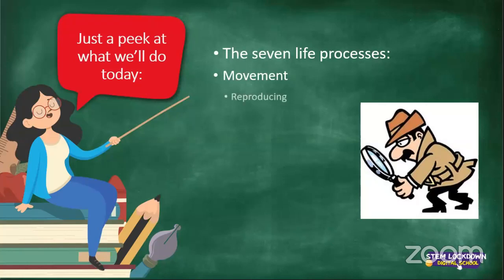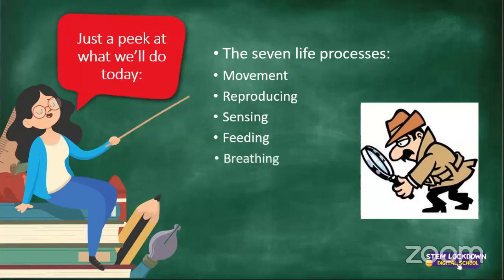The first thing is movement. The next one is reproducing. Remember, if you don't know the meaning, don't worry about it. We're going to look at it. The next one is sensing or sensitivity. The next one is feeding or nutrition. Then we will look at breathing or respiration. We are going to look at excreting. And the last thing in the seven life processes is growing.